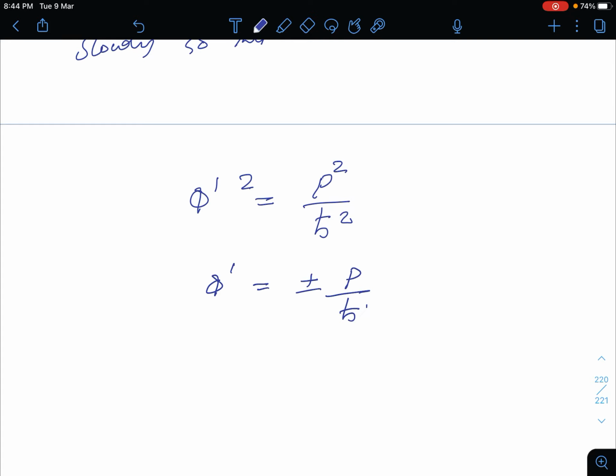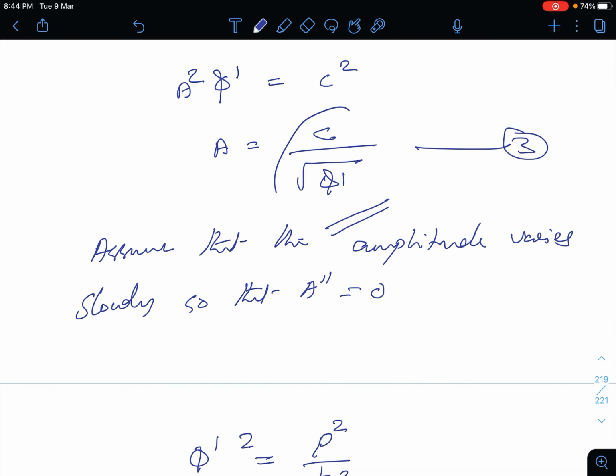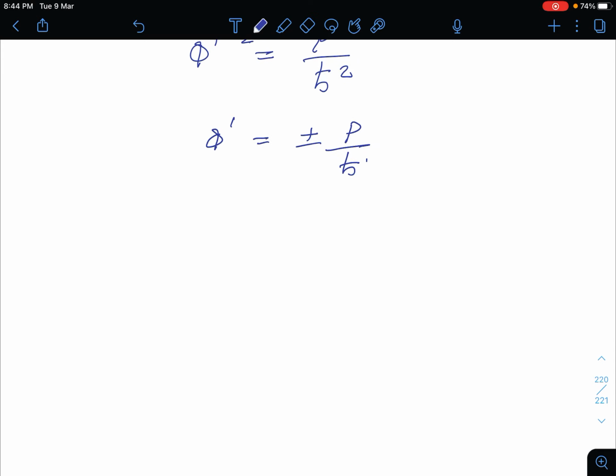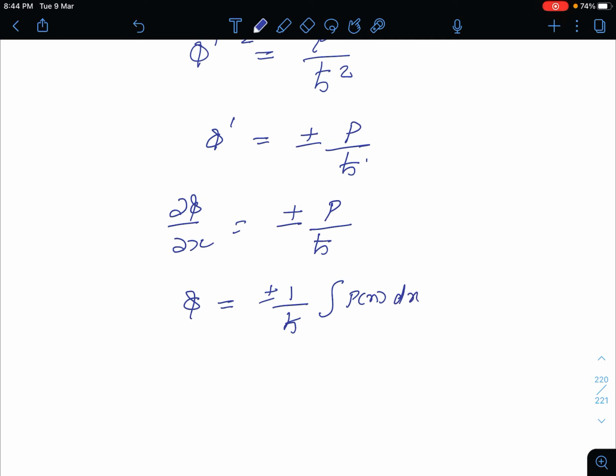Good. Because we need phi dash. Already we need this phi dash for finding a, already there is a root phi dash there. So we need phi dash. So now I can write dou phi by dou x is equal to plus or minus p by h cross, or phi is equal to 1 by h cross, plus or minus integral p of x dx. Correct?